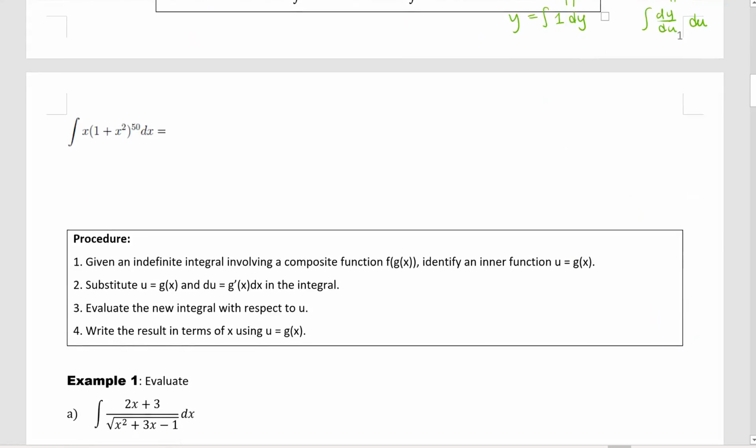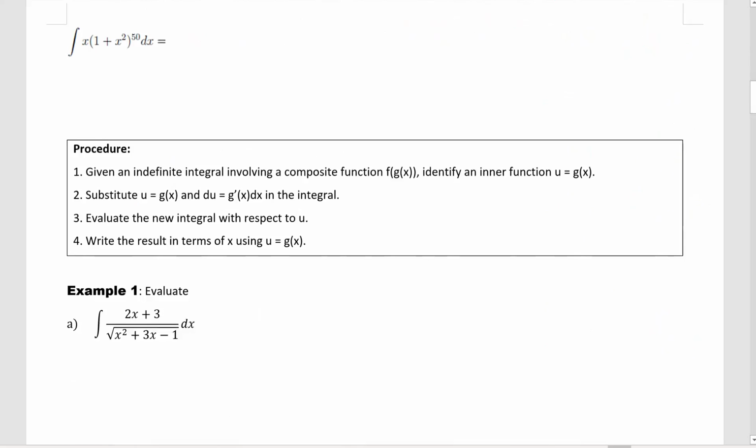All right, so how do we solve this problem? First of all, we let u be the inner function. So we let u equal 1 plus x squared. Okay, so let u be the inner function. And second, find du. So here, let's differentiate u equals 1 plus x squared.